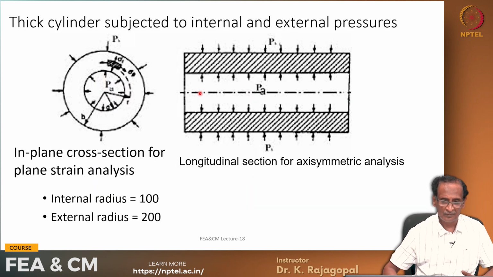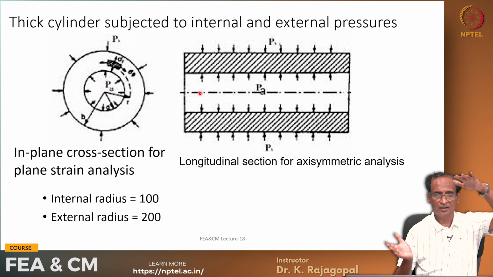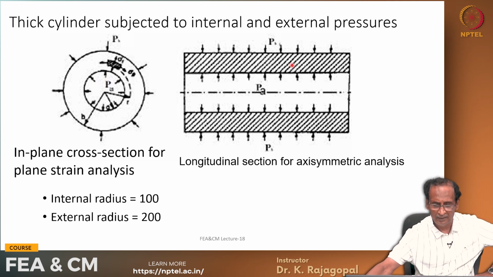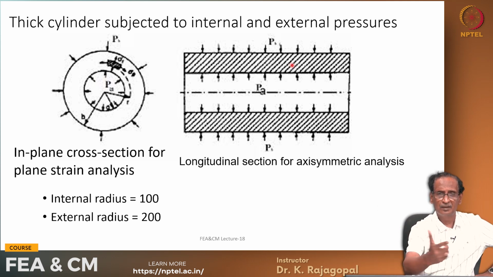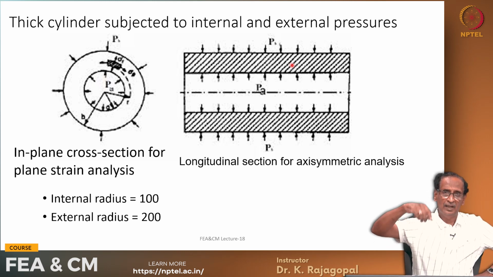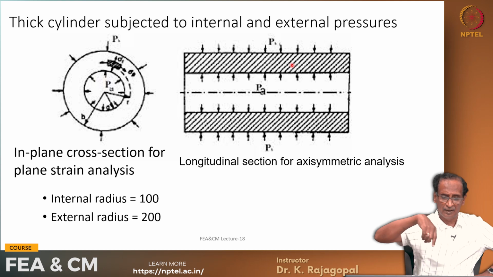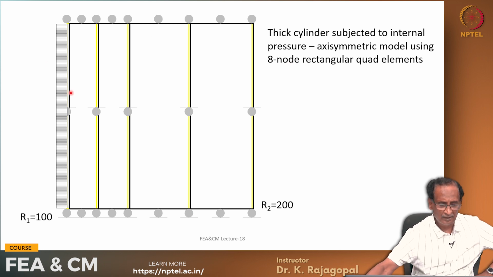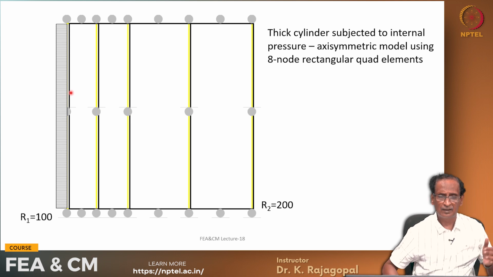Here we can take along the length direction, and when you see this section, you will see only the thickness, and that thickness rotated around the central point will give you the cylinder. So, that is what we do here, and this is the mesh for doing the analysis of a thick cylinder subjected to internal pressure.